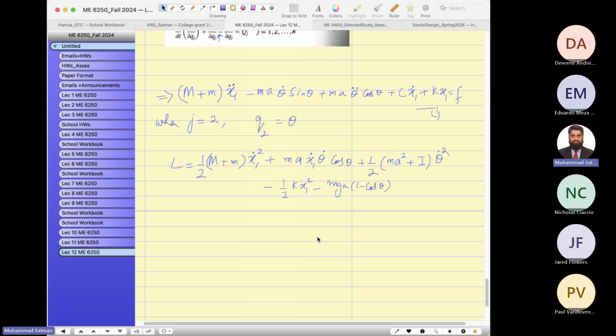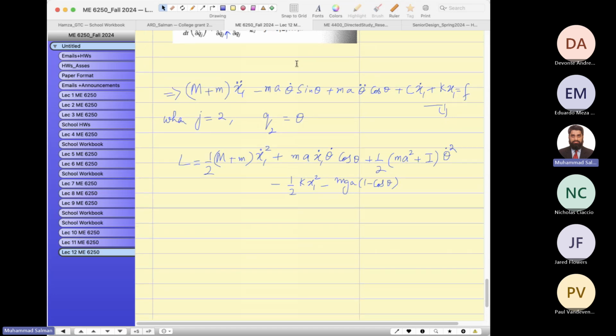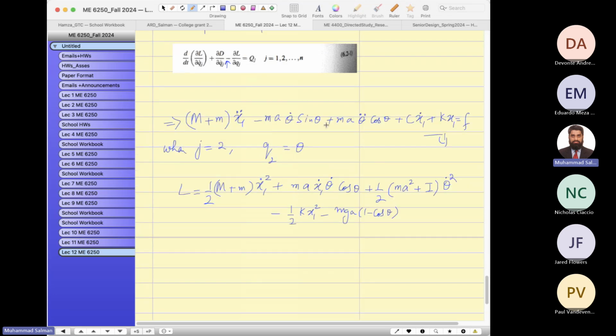Let me remove this one. So now u sub 2. So the equation of motion is this one. So I'm going to use this partial L by partial theta dot for this one. So this term goes to zero. The first term is zero. The second term is plus ma x1 dot cosine theta. And the third term is theta dot square.